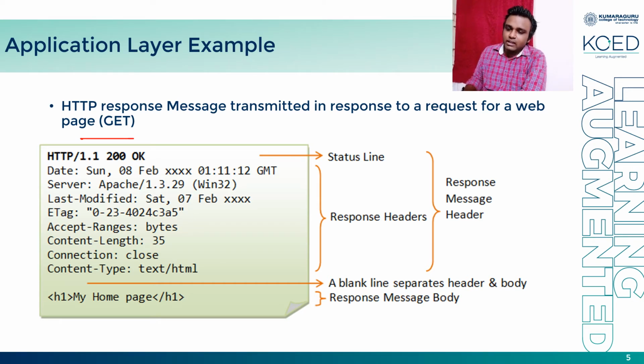If the data is successfully retrieved, in the response we will get HTTP slash the version, 200 is the code, and OK means it was successfully received. Then the date and time it was received, the server, meaning which kind of server we are receiving the data from, and the ETag, a certain kind of tag mechanism, and the content length in bytes, and the connection, whether it is open or closed. So the status is indicated here, and the content type, whether text or HTML, is indicated. Then comes the response message body.